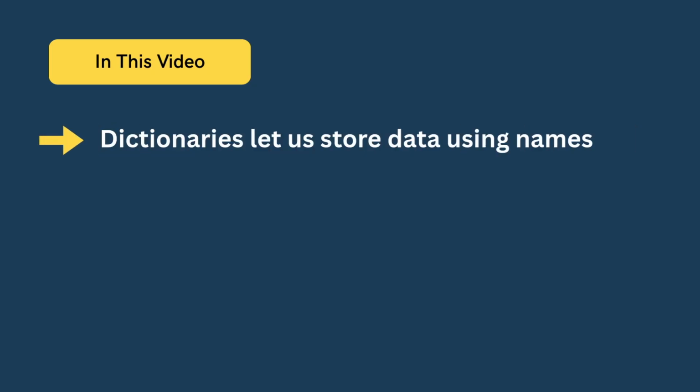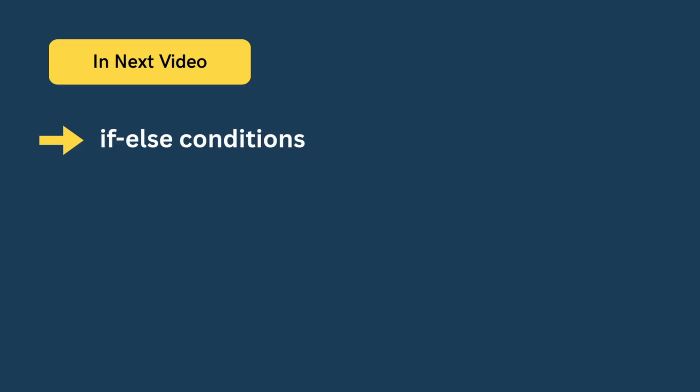So in this video, we learned about dictionaries. Dictionaries let us store data using names, which makes our code easier to understand. In the next video, we will learn about if-else conditions. These help us make decisions based on data.